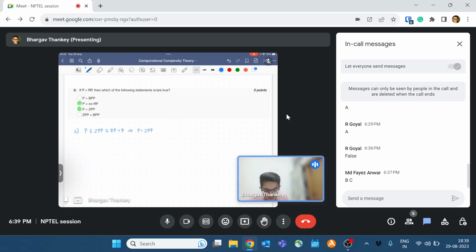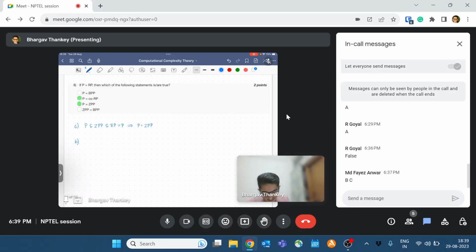And what about option B? For option B, I think we can use the fact that P is closed under complementation. Yeah, that we can use. Basically, let me not write P equals RP.